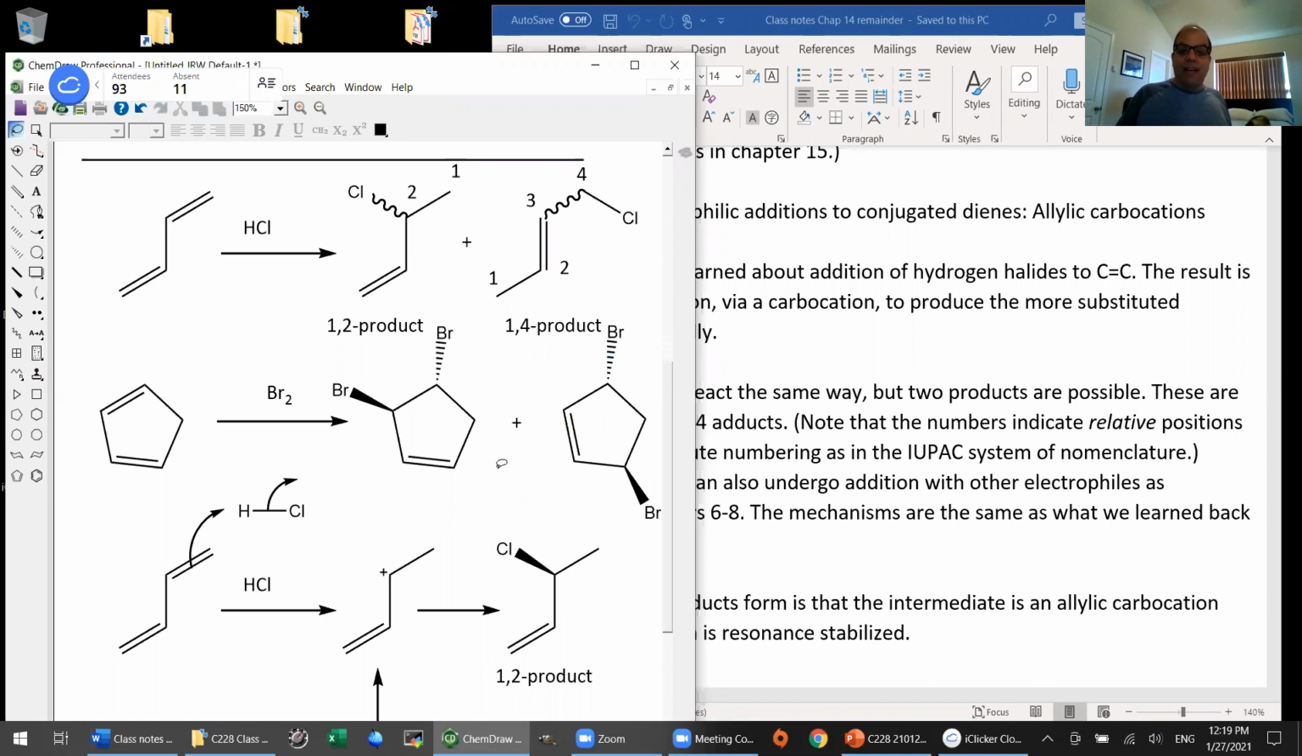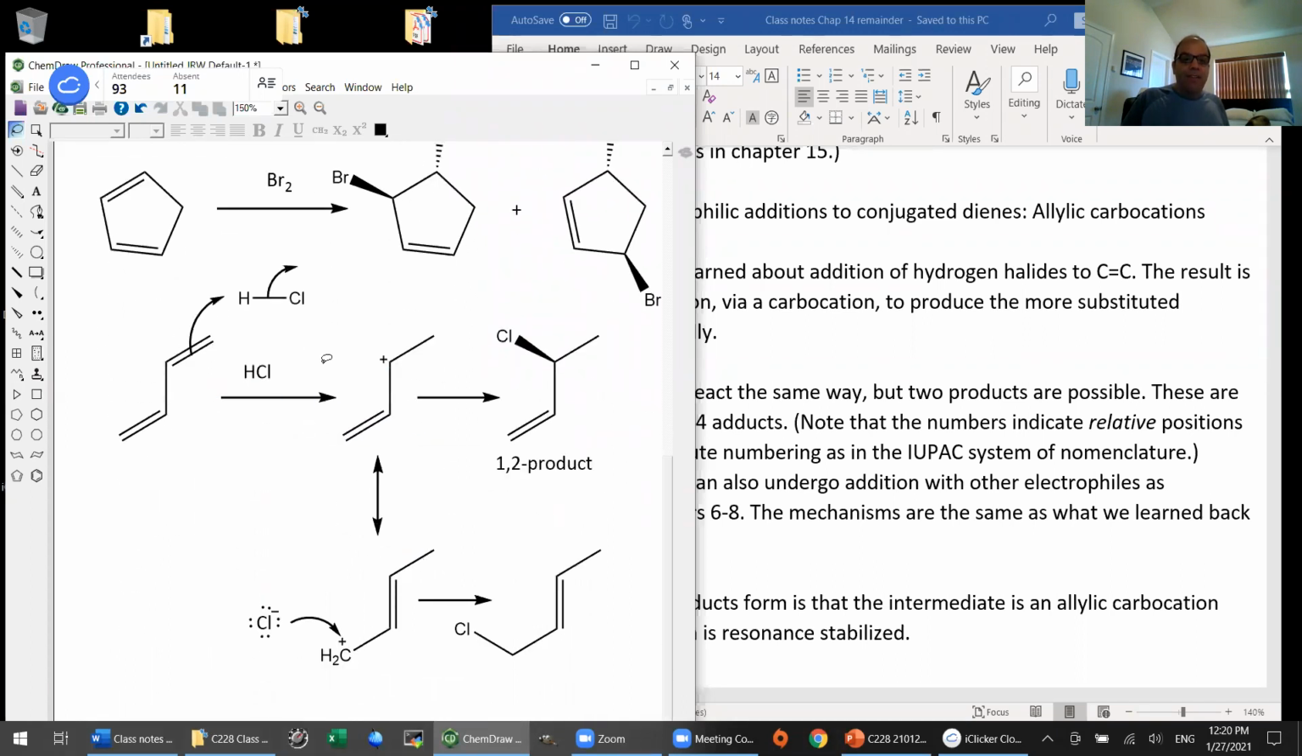Which leads up to the question, why? Why do we get 2 products? And the reason is because, as it turns out, the carbocation intermediate that we get in this reaction, again, please review from chapter 8 if you've forgotten about these carbocation intermediates. But this is no ordinary carbocation. This is a resonance stabilized carbocation.